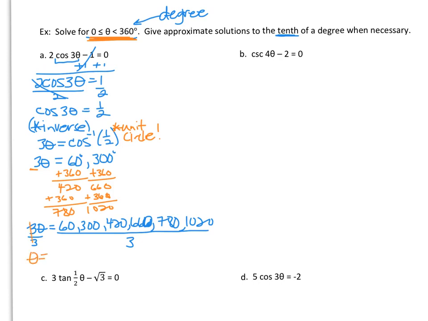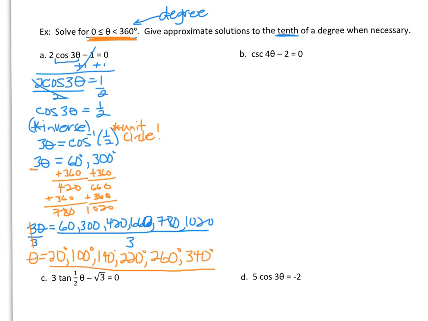To get theta by itself, if we take 60 divided by 3, we have 20 degrees. 300 divided by 3 is 100 degrees. 420 divided by 3 is 140 degrees. 660 divided by 3, 220 degrees. 780 divided by 3, 260 degrees. And that big angle at the end, 1,020, when you divide by 3, actually becomes 340 degrees. 6 answers, you guys. That is crazy, but all between 0 and 360 degrees.